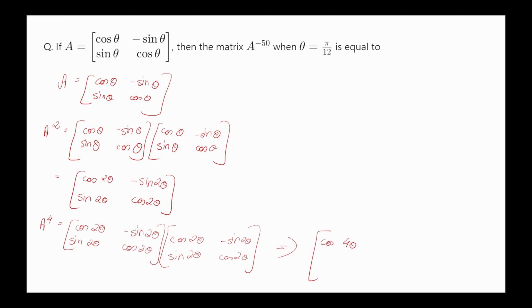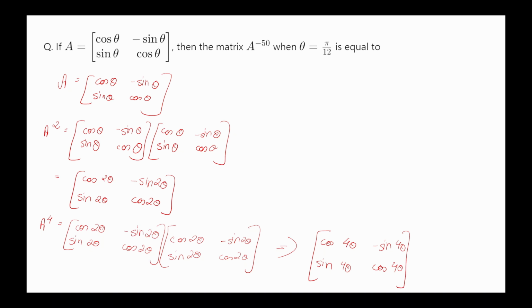Since I have 2 theta in my extended function, it would simply get transformed into cos of 4 theta. Similarly, here I would have sine of 4 theta, minus sine of 4 theta here, and cos of 4 theta here. Now if you look at all these three values, a, a square and a to the power 4, what is the pattern that I can see?